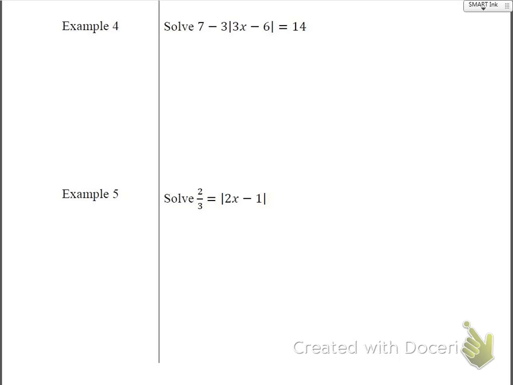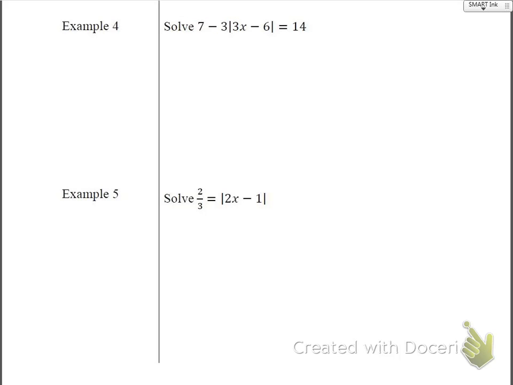Okay, example 4. We have 7 minus 3 times the absolute value of 3x minus 6 equals 14. One common mistake that I usually see here, so I just want to point it out so you guys don't do it, is students want to do this 7 minus 3 part right here. This negative 3 is attached by multiplication, so we cannot subtract it from the 7. So we have to get rid of them individually.